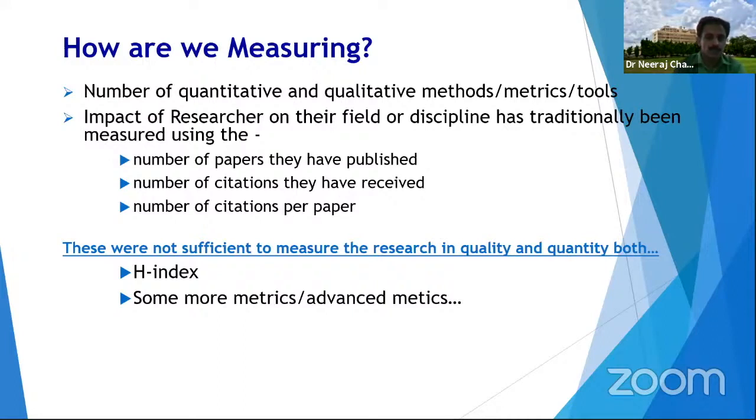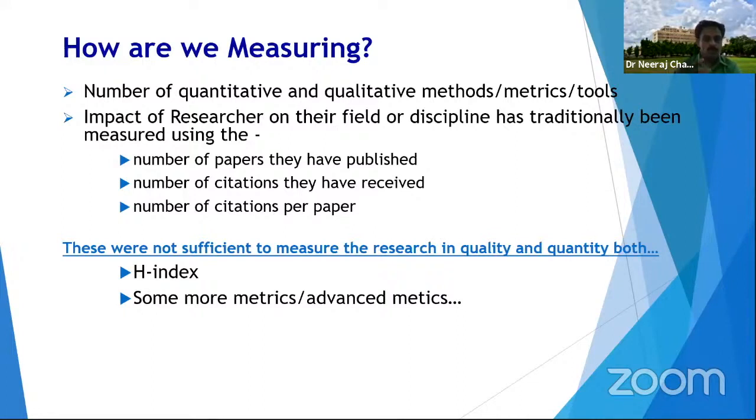So the H index came into the picture, and some more metrics and advanced metrics came into the picture. So, research metrics. Research impact is often measured using quantitative methods. There are a number of quantitative methods available for that. That may be the citation counts, the H index, and journal impact factor.